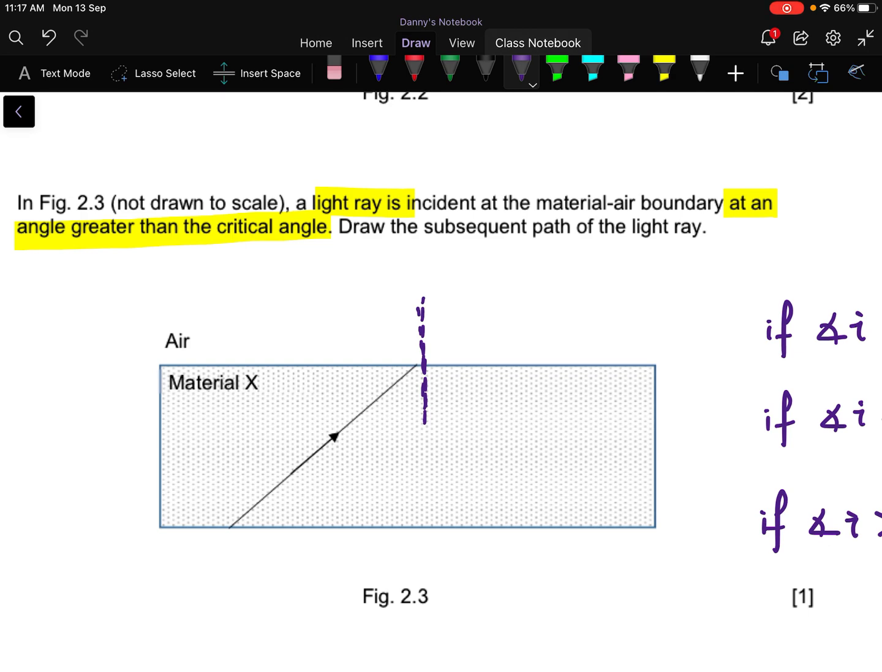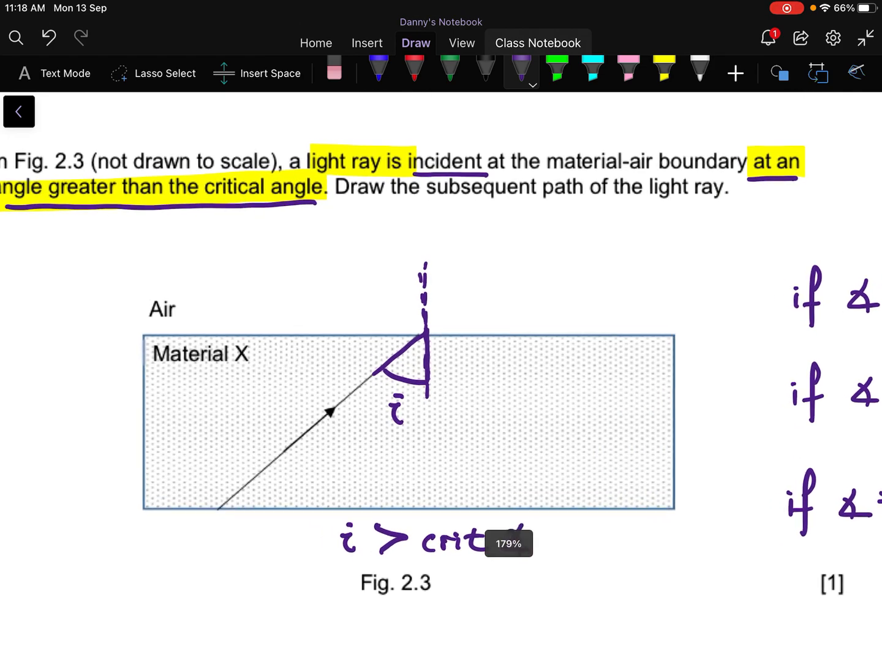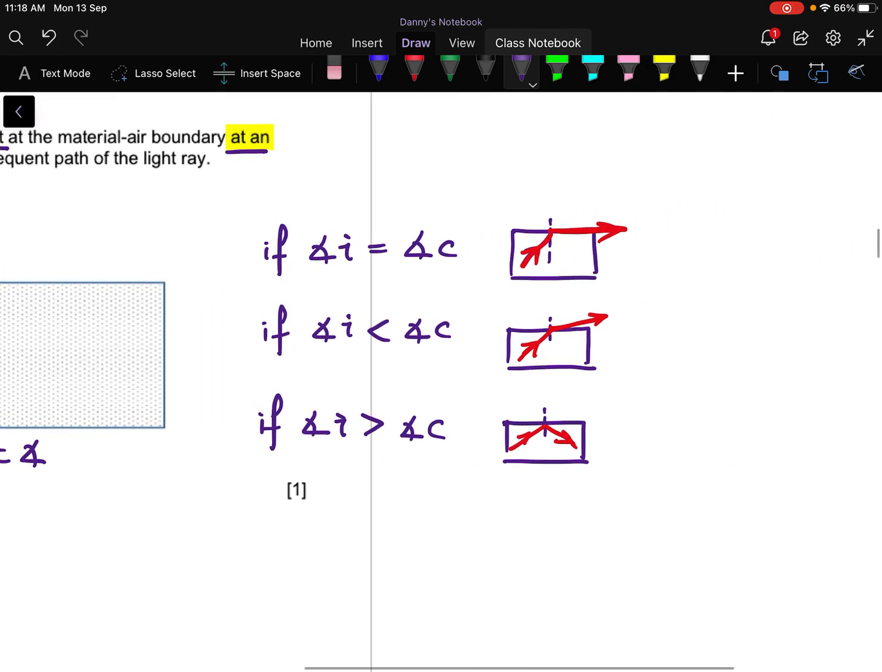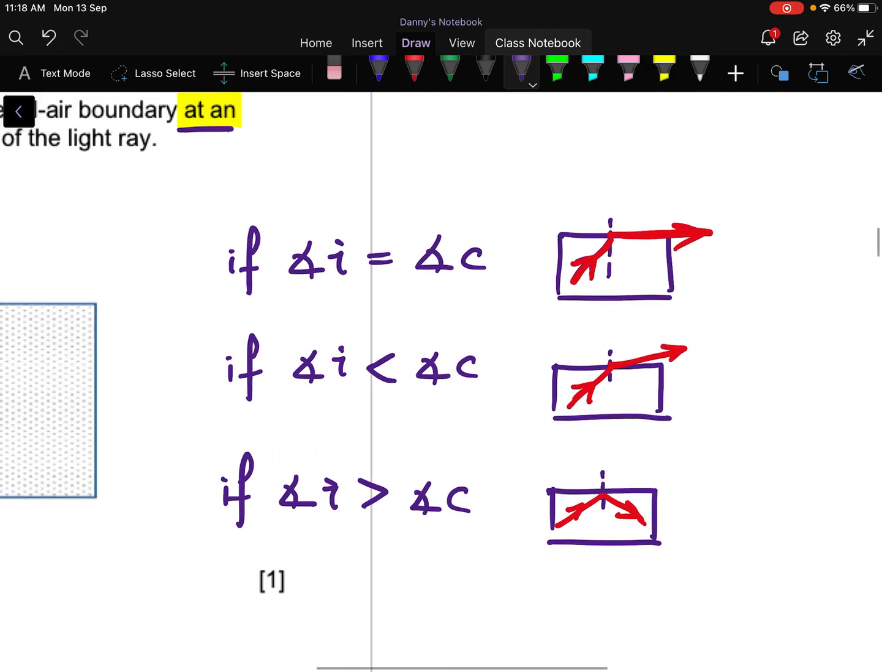Okay, now for part D, they are checking whether you know how to make use of the critical angle. So they are telling you that this particular incident angle, which is here, this angle I, is actually larger than the critical angle. So with this criteria, you will actually need to know this. What does this mean? This means that your critical angle is a constant. This guy is a constant.